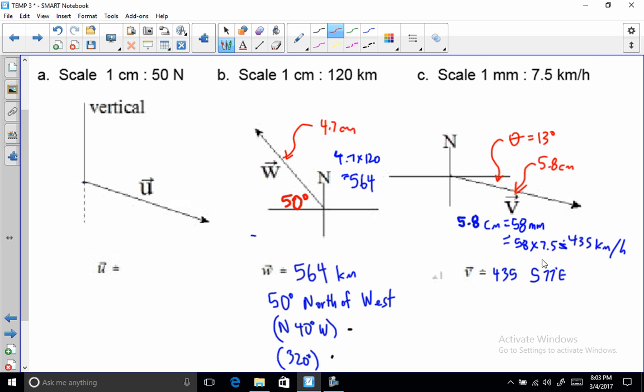Okay, so for homework today, you'll have to find a protractor and find a ruler and draw some scale diagrams.